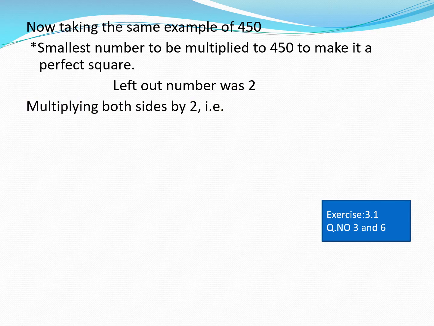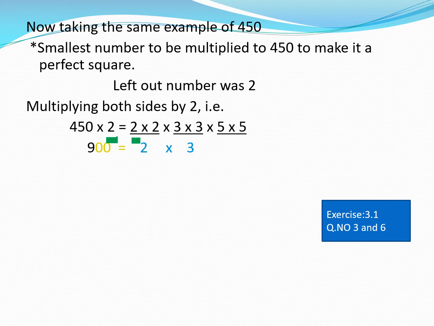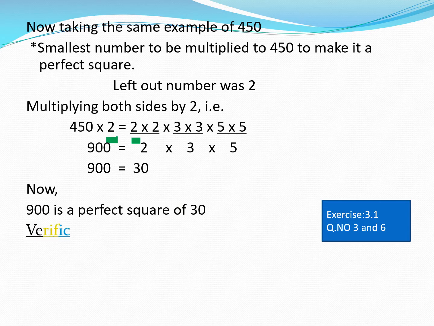So what we will do, we will multiply both sides of the equation with 2. So here we will see 450 into 2 equal to 2 into 2 into 3 into 3 into 5 into 5. Here we have multiplied another 2 on both the left and right hand side. So what we will get, 900 equal to 2 into 3 into 5 squared, which is 900 equal to 30 squared. So now we can say that 900 is a perfect square of 30.